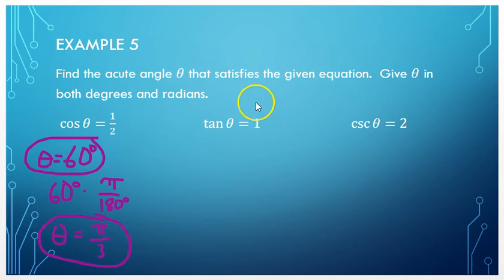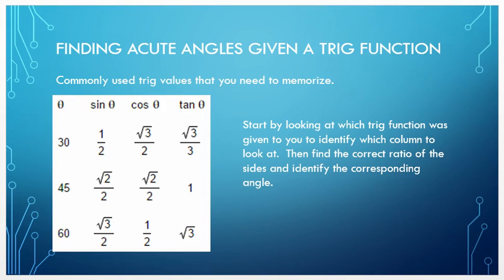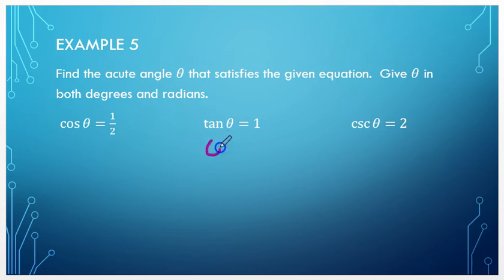So now for the next example, I have tangent of theta equals 1. So I'm going to go back to the previous slide, look at the tangent column, and find where it equals 1. Here are the values I'm asking you guys to memorize for now. So here's the tangent column. Here's where tangent equals 1. And that means the angle associated with that is 45 degrees. So I'm going to write theta equals 45 degrees.